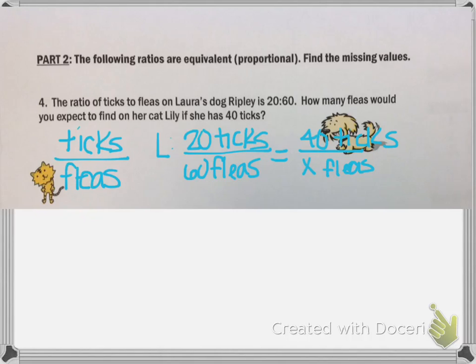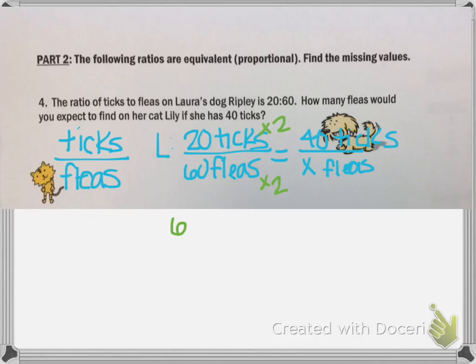So now we want to find x. So we look at our proportion. This is our proportion. We have two ratios on our paper. And we say, how do we get 20 to 40? We have 20 ticks, and we know that the cat has 40 ticks. We can get 20 to 40 by multiplying by 2. And what we do on the top, we have to do on the bottom.